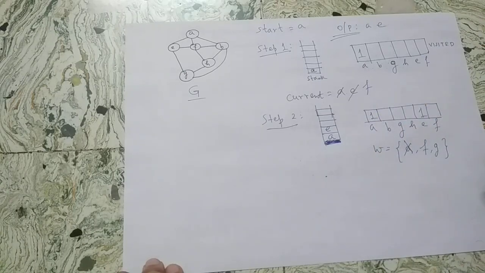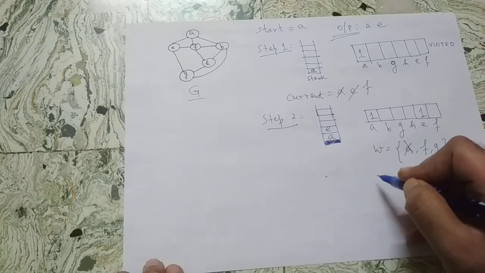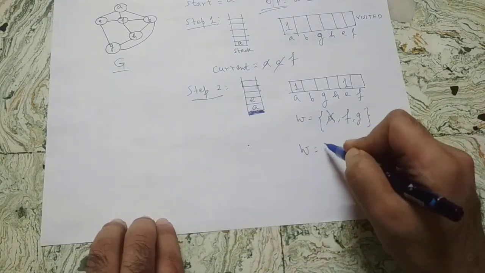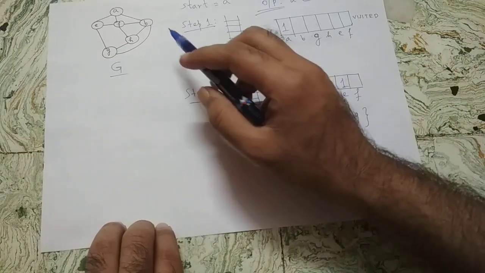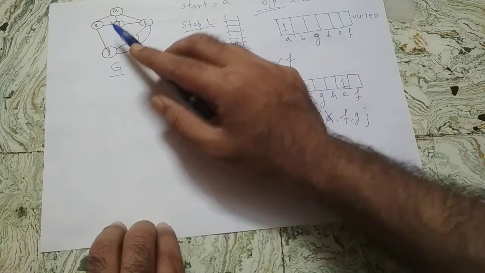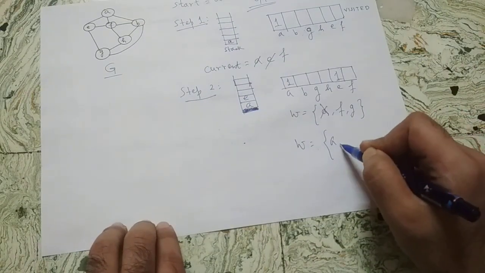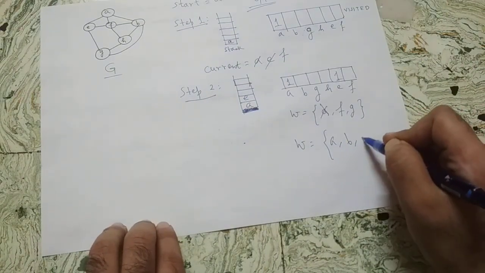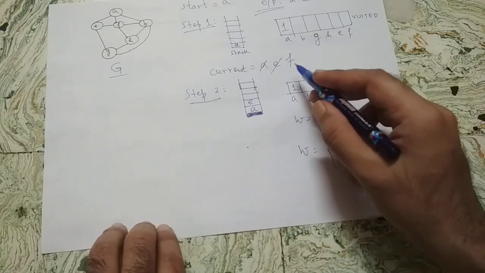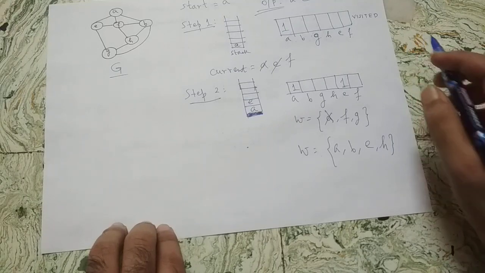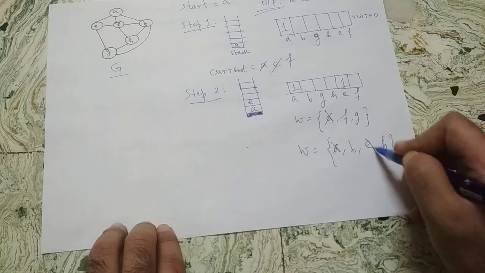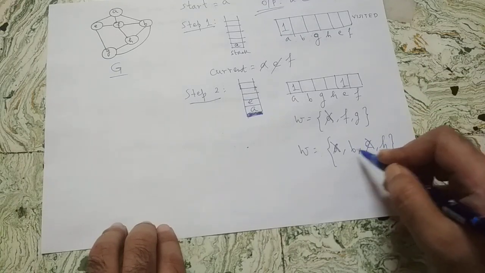Now my current vertex is F. I'll look at the adjacent vertices of F. What are the adjacent vertices of F? They are A, B, E, and H. These are the adjacent vertices of my current vertex F. Now, out of these four, I find that A and E have already been visited. I'm left with B and H.